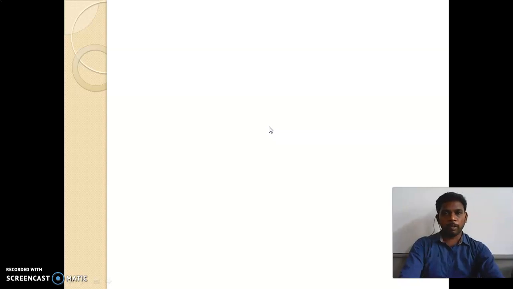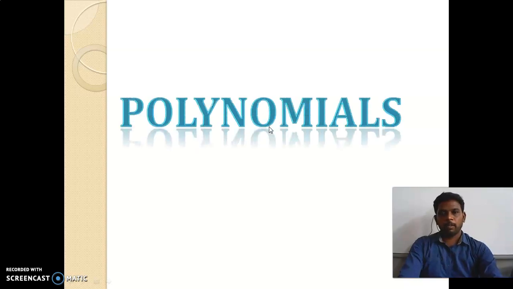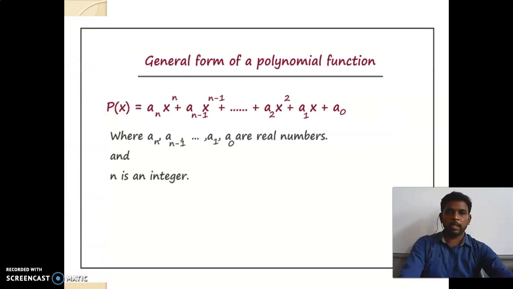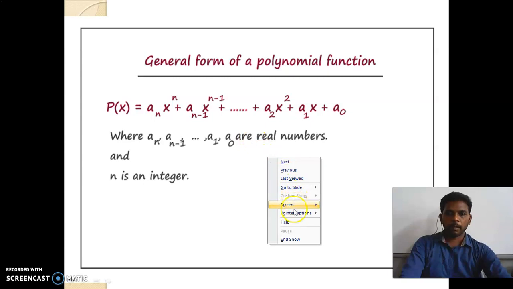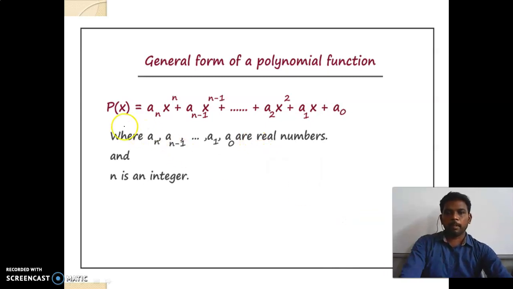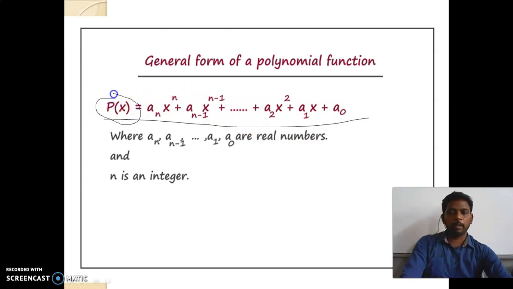So before going to today's session, let us recall all the basic definitions and concepts we have seen in the last class. The topic is polynomial, and there is a general form of a polynomial. A polynomial is an expression which has one side as a function with respect to the variable. And in the last class we saw the difference between an equation and a polynomial.